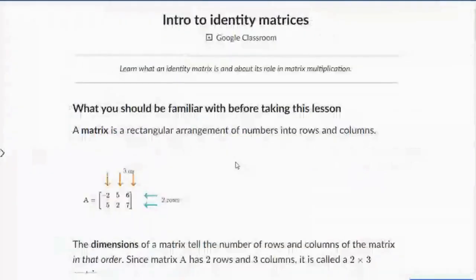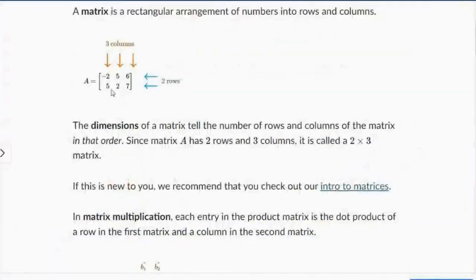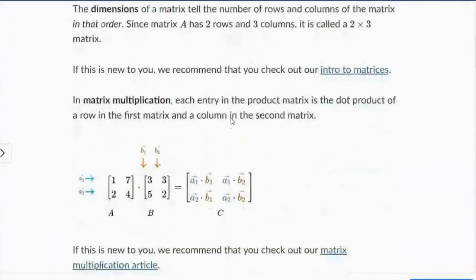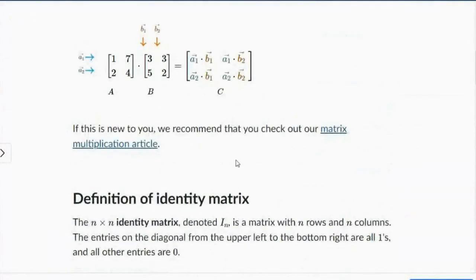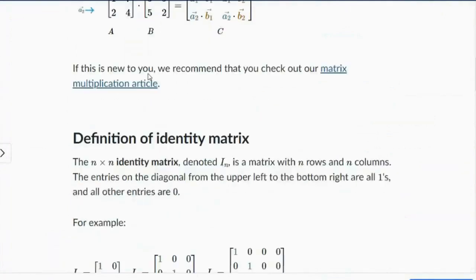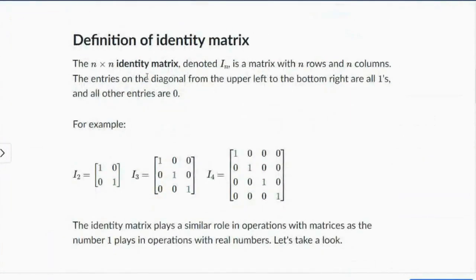All right. We're going to, let's see, multiply matrix dimensions. I think we've talked about that enough. Let's go to the identity matrices lesson. Let me put this up on the screen. All right. What you should be familiar with, you should know that's a 2 by 3, basically. And that talks about the multiplication, how to multiply them. So let's talk about identity matrix.